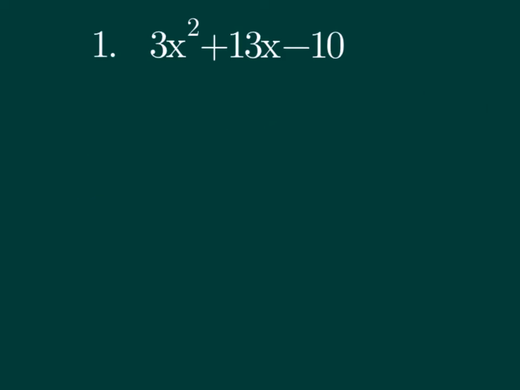Alright, so these are trinomials. It's a little different than what we did before, okay? But you first always look to see if there's a common factor. So I'm going to look at 3, 13, and 10. And there's not a number that goes into those, okay?